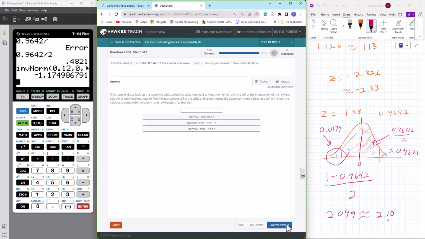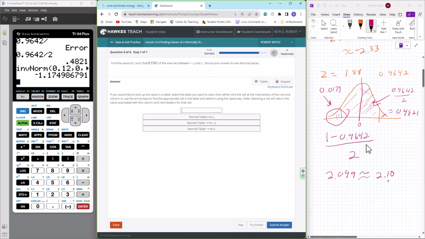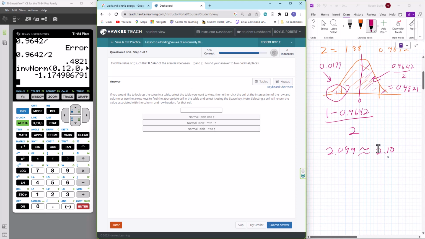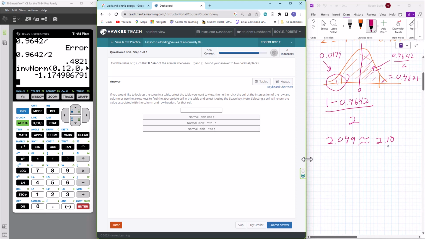Okay, and then for my last problem, it is going to be one of those situations where we're given the area in the center. So once again, to do this using your calculator, you need to find the area in one of the tails. Now, the area in both of the tails is going to be 1 minus 0.5762. That's the area in both of the tails. Then the area in the left tail that we care about is going to be half of that.